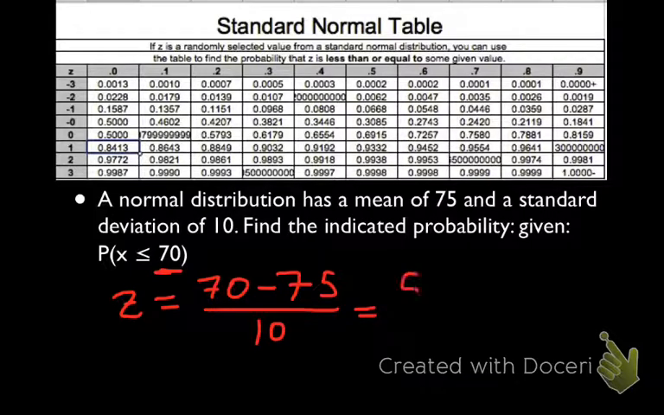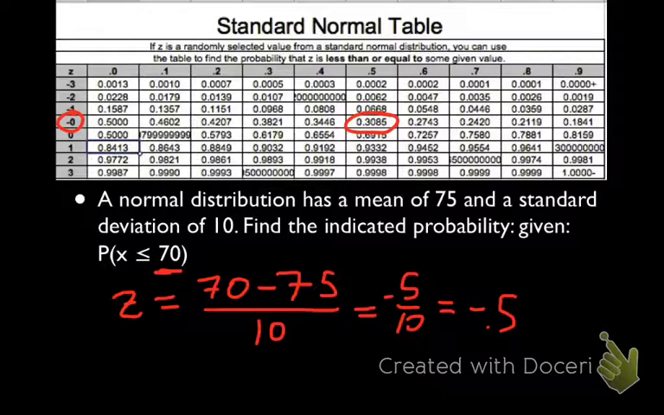Don't use your calculator. 5 over 10, negative 0.5, right? Okay, so if I'm looking for a z-score of negative 0.5 and I want to know the probability, then I'm going to go to the negative 0, right here. I'm going to go over to 0.5. So over to 0.5 is going to put me right here, okay?